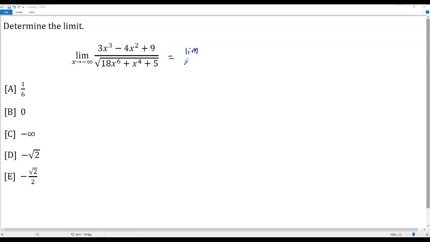Okay, first let me write that over here. The limit as x extends to negative infinity. The sign of this expression becomes negative. That is, we can write a negative sign in front of the expression. So we can write this expression as it is inside the parentheses: 3x cubed minus 4x squared plus 9.